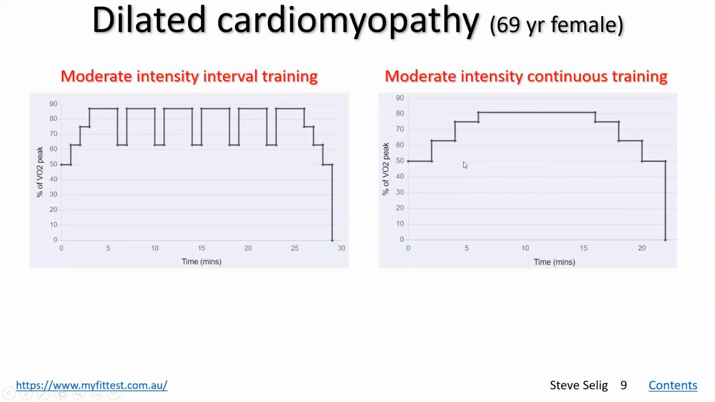And this is the interval training that I was talking to you about before. I strongly recommend you do these step ups and step downs to prevent those blood pressure changes that are going to cause those symptoms very commonly in people with heart failure. And in this case, I did two examples, a moderate intensity interval training and a moderate intensity continuous training. You might think these don't look like moderate intensity, 80% of VO2 peak, 90%, 88% of VO2 peak.